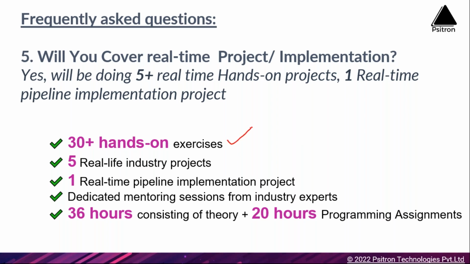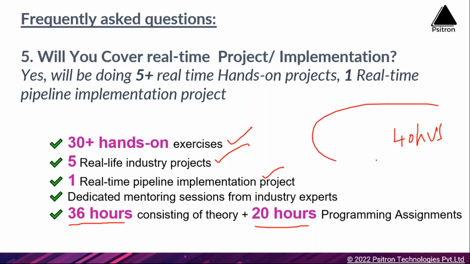You won't believe it, there are more than 30 labs in this particular course, 5 real-time projects that we're going to build, and 1 real-time pipeline implementation. Totally put together, let's say it's 36 hours and 20 hours of assignments. We give some assignments after the course that you can work out. So at most, you can consider it a 40-hour course.